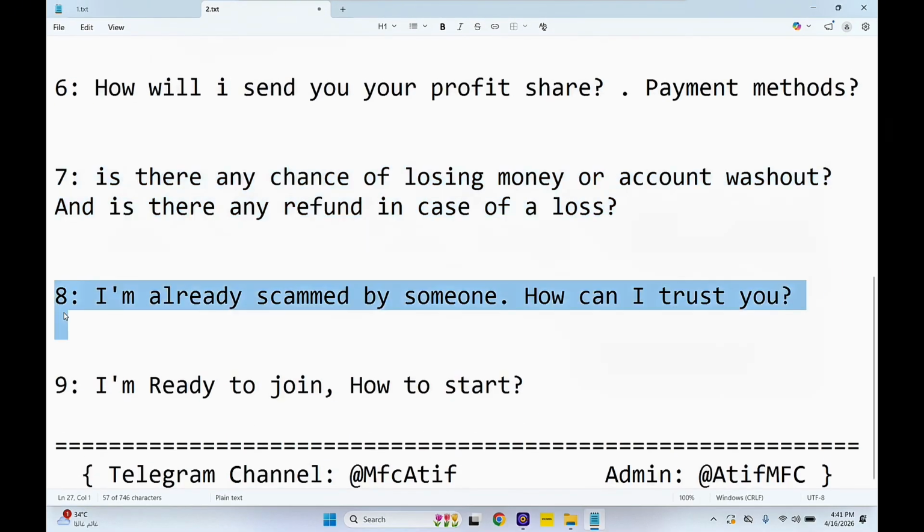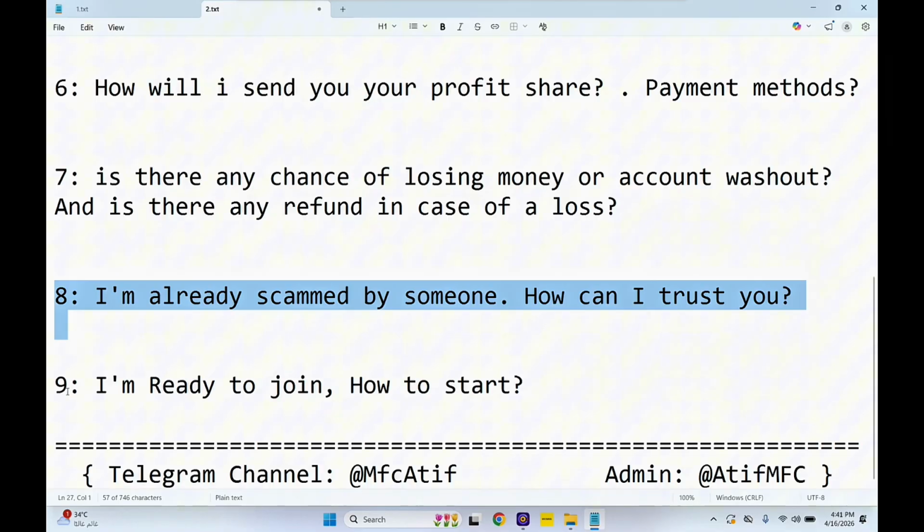Question number 8 is, I'm already scammed by someone. How can I trust you? So guys, it's a very important question, because there are a lot of scammers and fake account managers on the social platforms, and they are scamming people by using big lots without following risk management. And maybe they will give you some big profits, but they can't make consistent and long-term profits. And one day they will blow your account by taking high risk on your account.